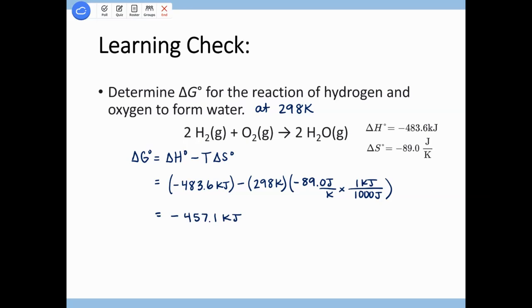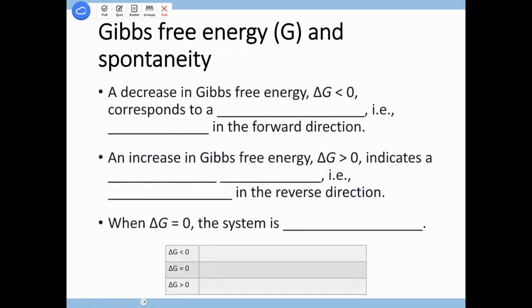Okay, so I mentioned that delta G can be used to determine if a process is spontaneous or not. This is all summarized on the next slide. A decrease in Gibbs free energy. So if the delta G is less than 0, the ending Gibbs free energy is less than the beginning Gibbs free energy. This corresponds to a spontaneous process. Which would mean it is spontaneous in the forward direction.